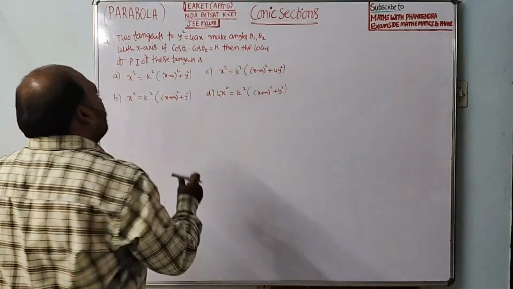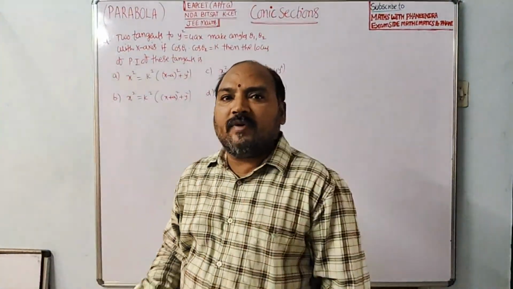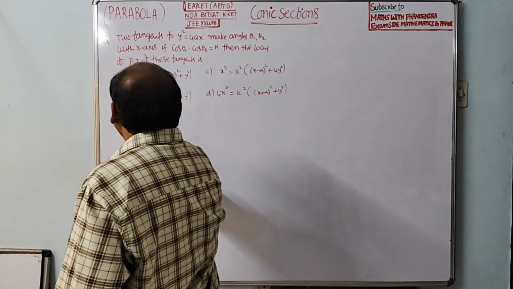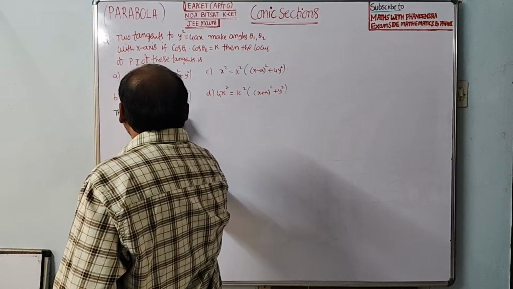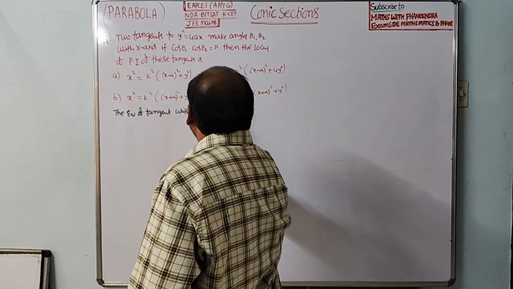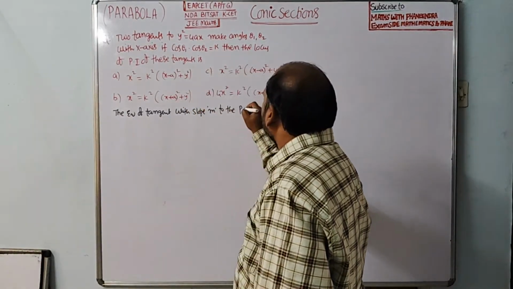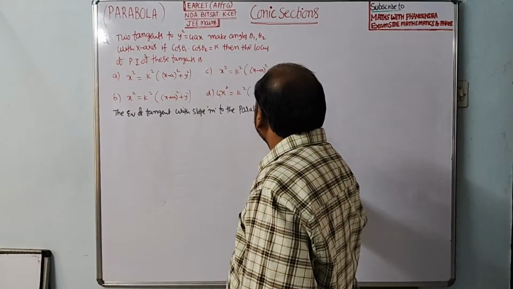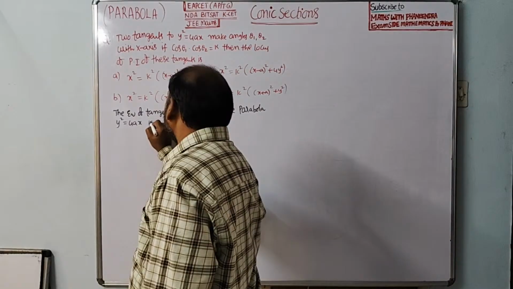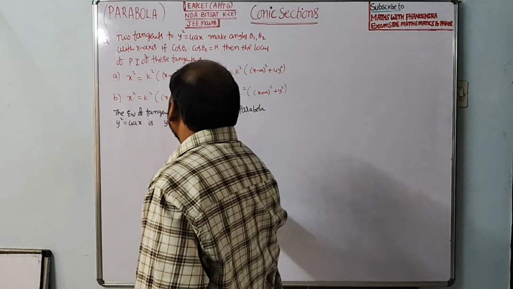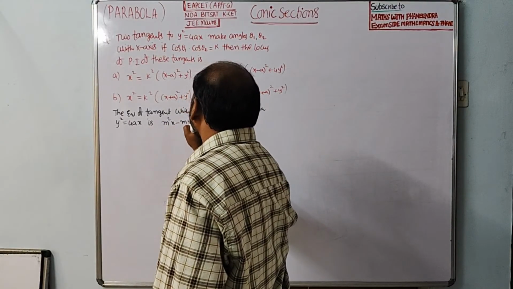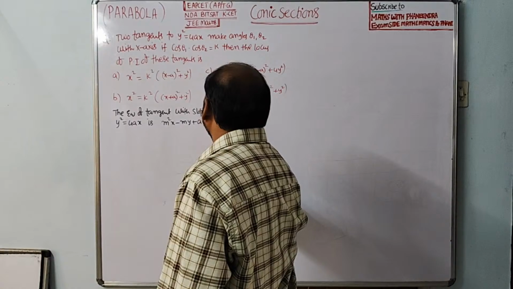So first, the two tangents for the parabola y square is equal to 4ax. The equation of tangent with slope m to the parabola y square is equal to 4ax is m square x minus my plus a equal to 0.